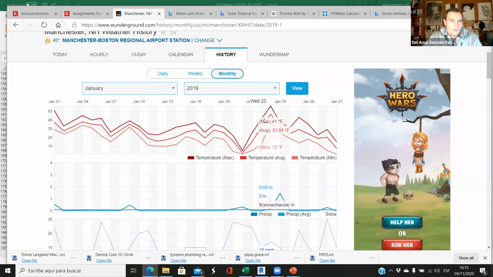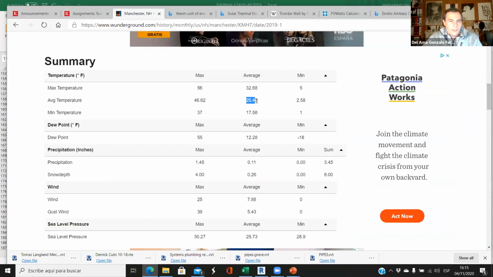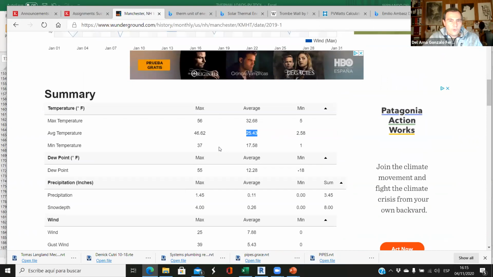Some of the days will consume more, and other days will consume less, depending on the outdoor temperature. But if we use this average temperature, we have a feeling of what we need. Okay, so the average temperature in January is 25. So we can type here 25.